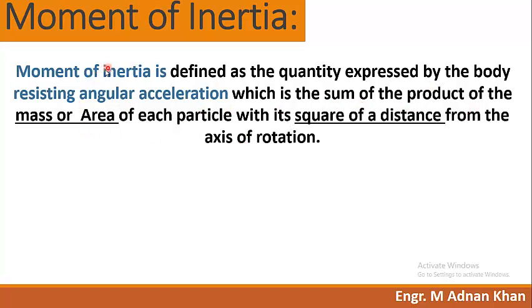Now the words written in blue color and the words which are underlined are of much concern. Pay attention to these because I am emphasizing these words because these are the important ones. As the definition states, moment of inertia is defined as the quantity expressed by the body resisting angular acceleration, or in short you can say moment of inertia is resisting angular acceleration, which is the sum of the product of the mass or area.